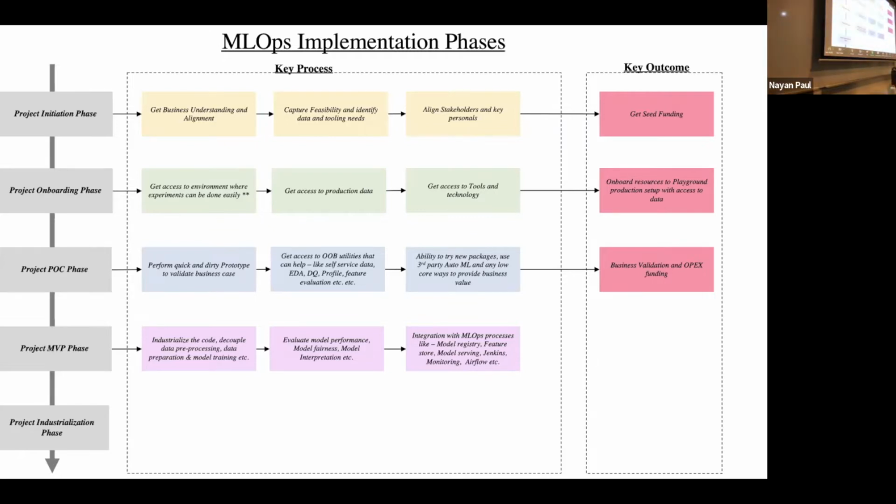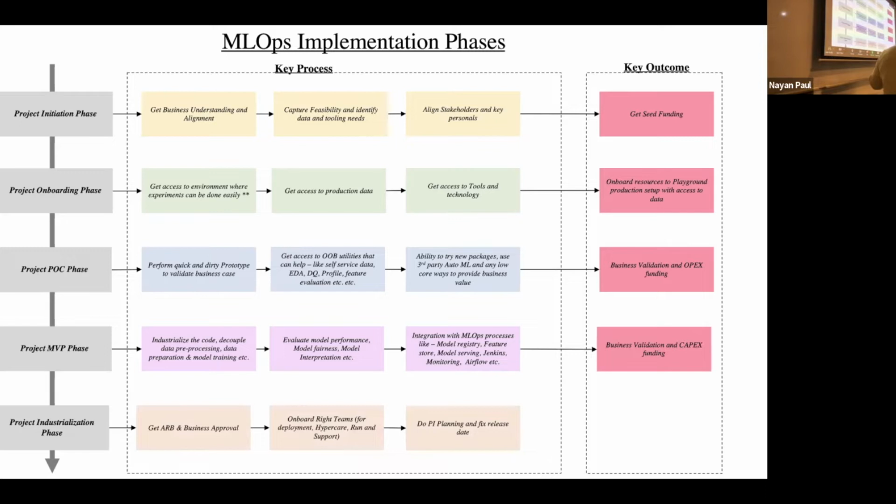MVP is minimal viable product. You're creating a product which is minimally viable. And then you get CapEx funding, which is like, I'm going to get you funding for run and support, to productionize. That's where you get the ARB approval. ARB is architecture review board. So within the organization, when you productionize something, there has to be some kind of approval. You get the approval, you onboard the right team.